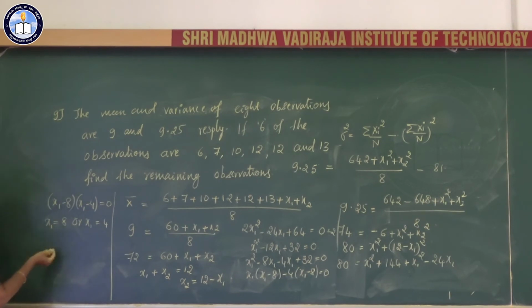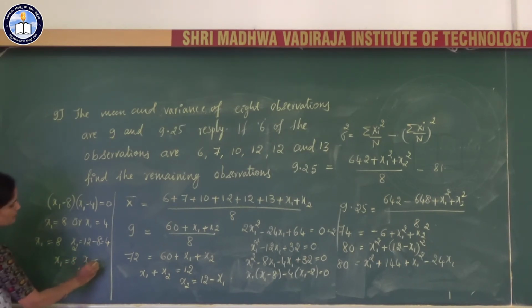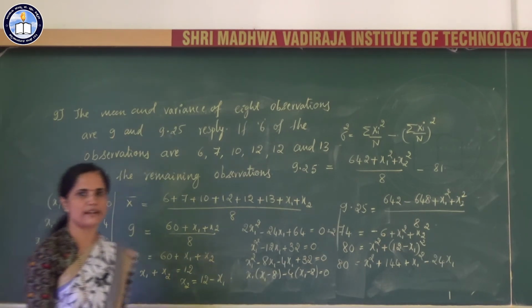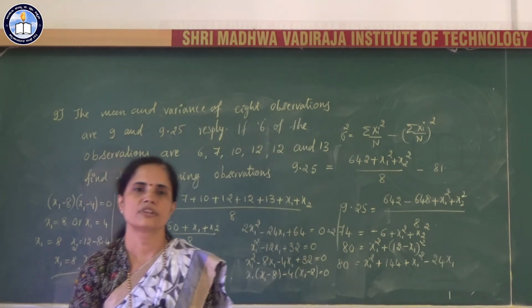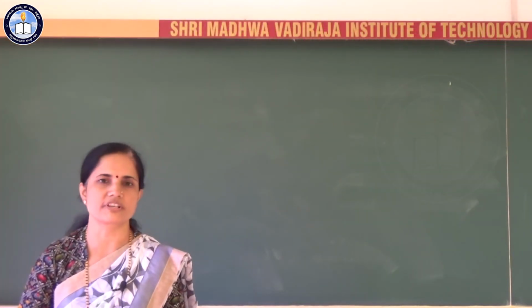So I will take x1 is equal to 8. If x1 is equal to 8, then x2 is equal to 12 minus 8. So that is equal to 4. So if I take x1 is equal to 4, I will get x2 is equal to 8. Therefore x1 is equal to 8 and x2 is equal to 4 is the answer for the question. So this ends the question and all the problems are over. This ends the chapter statistics.